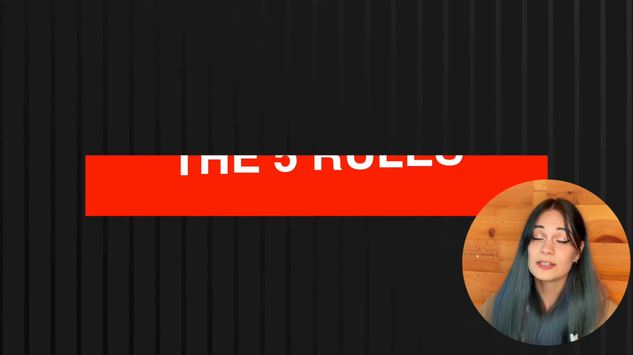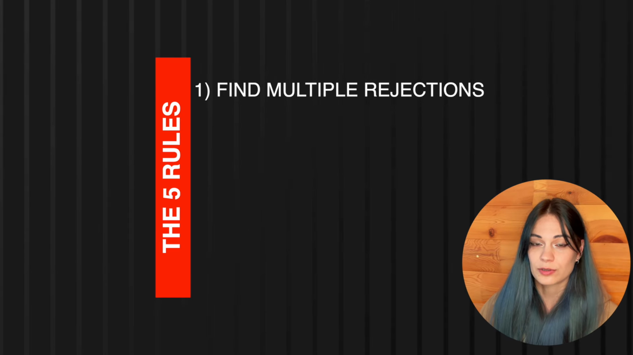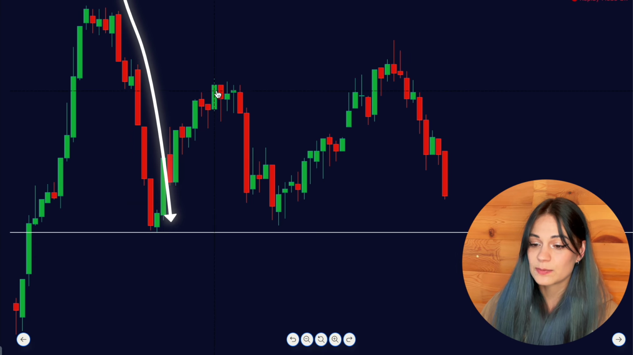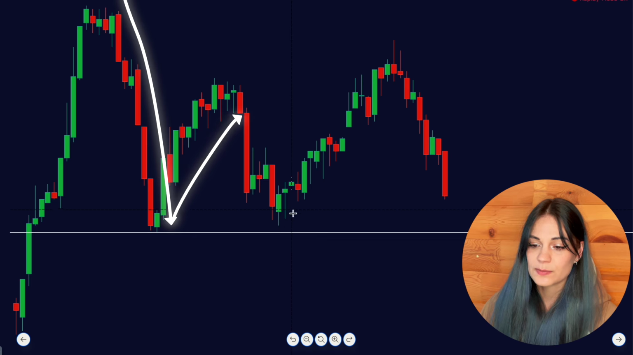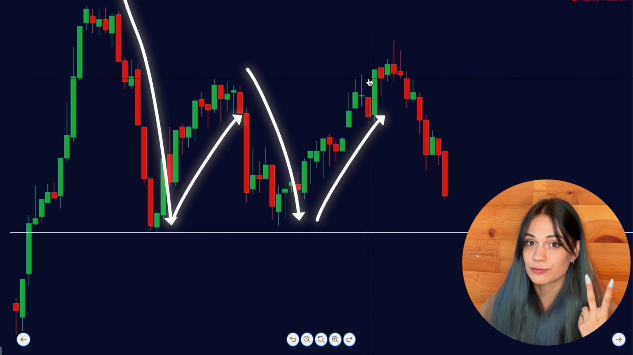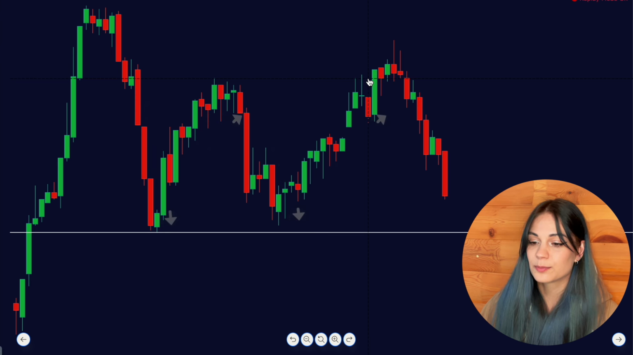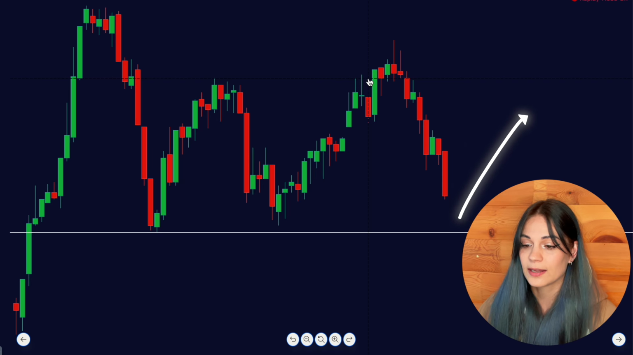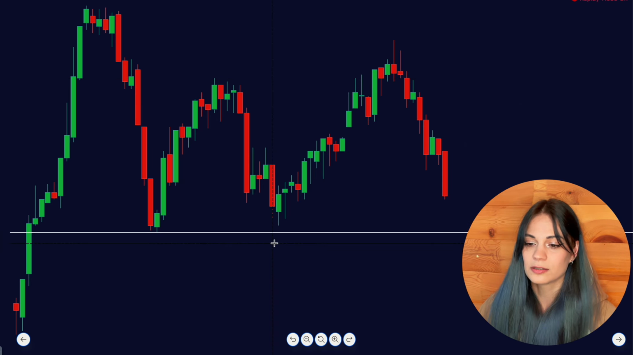So how can we correctly draw support and resistance lines on the chart? For that, I use 5 simple rules which are going to make your life much easier. So let's talk about rule number 1. You need to find multiple rejections on the chart. So right here in this example, you can see that the price reached this point, jumped back, reached this point again, and jumped back up again, creating the second rejection, which means that when the price is going to go down again, there is a big possibility that the price is going to reverse and go back up again. And this is actually really a good support level.